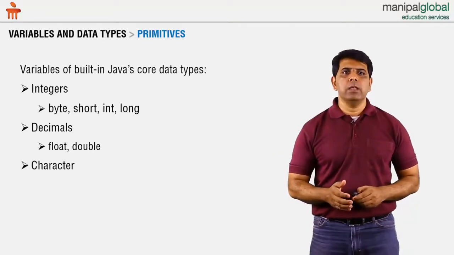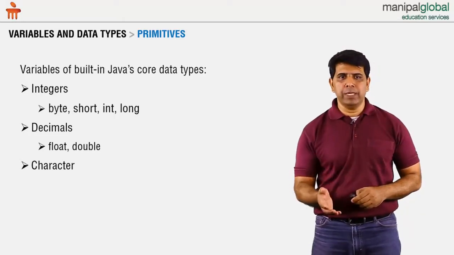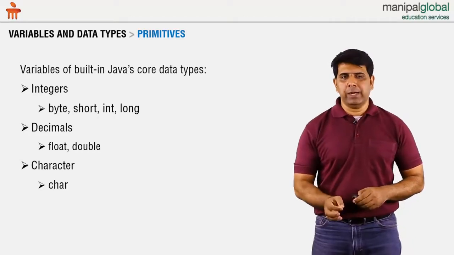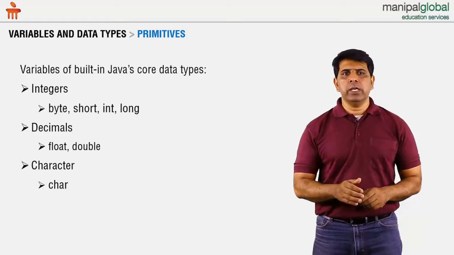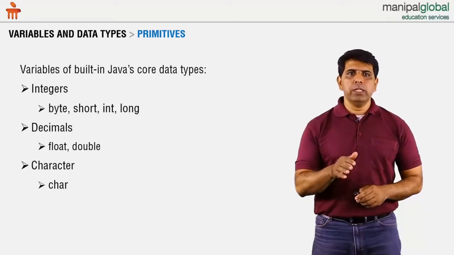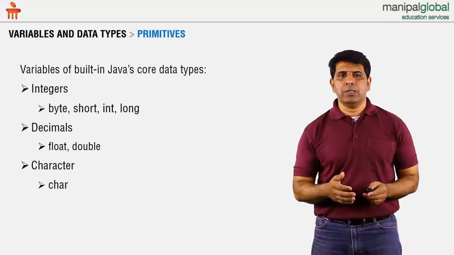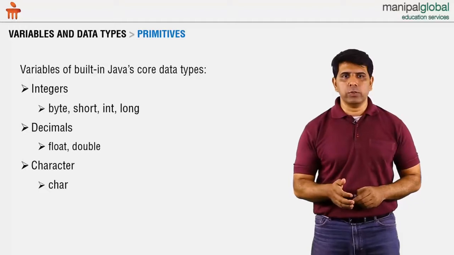Now, if you want to store characters, alphabets, symbols, and so on, we have char as the data type. Unlike C and C++, char takes 2 bytes. In these 2 bytes, we can store alphabets or symbols from various other languages. We call this Unicode.